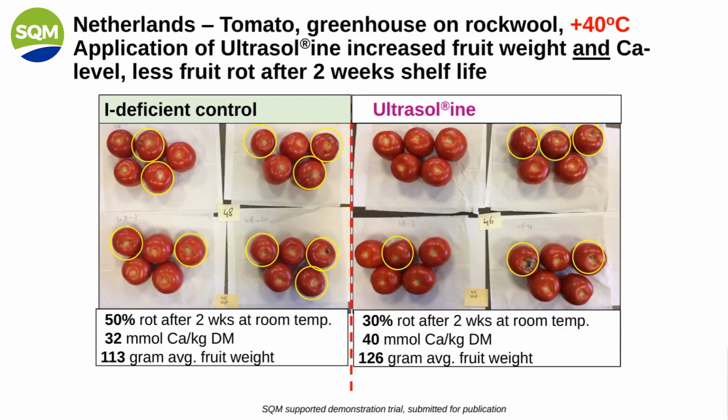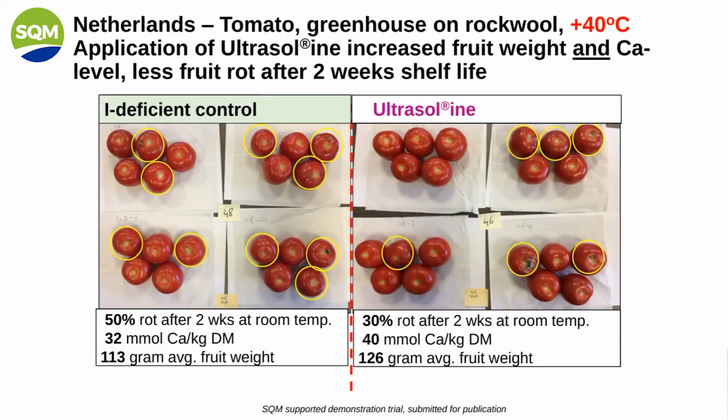Also in the Netherlands, in a greenhouse with tomatoes grown on rock wool with a recirculated drain solution, we found benefits of applying extra iodine in the nutrient solution. This was encountered in 2019 when we had heat waves when the temperature outside of the greenhouse reached 40 degrees Celsius. And in 2019, that was seen as exceptional, but maybe this is something we will have to get used to.